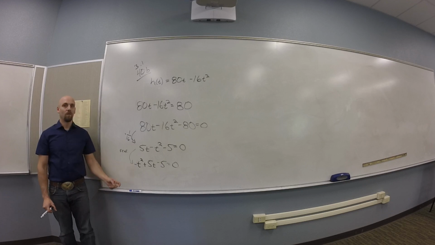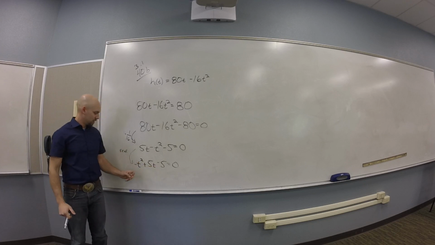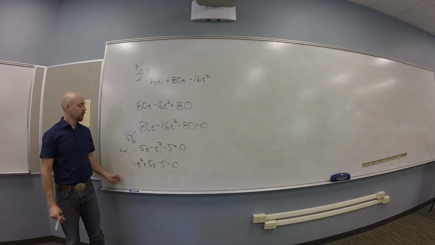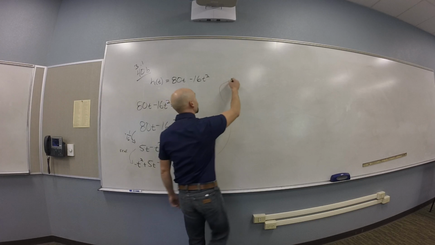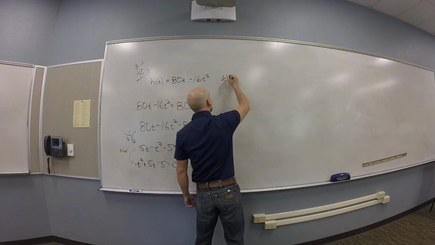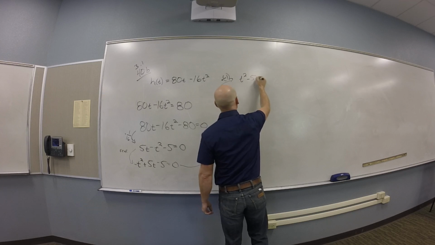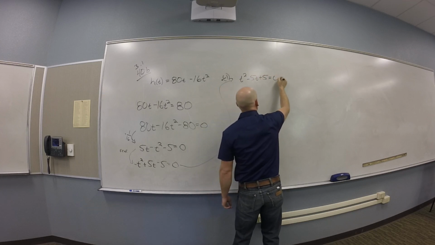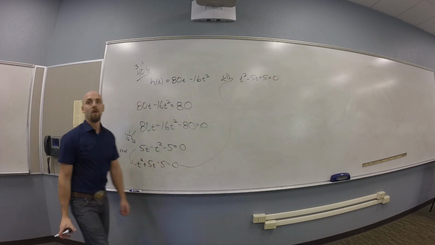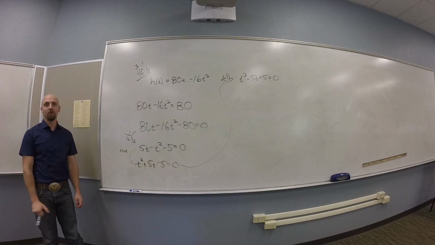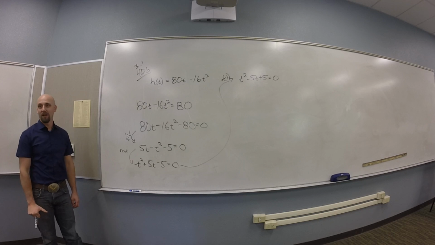Can't you make the negative 5 positive? Multiply it all by negative 1. So if you multiply the whole thing through by negative 1, then you're at t squared minus 5t plus 5 equals 0. Something that looks nice. So now we've massaged this thing into a reasonable form. Then what?